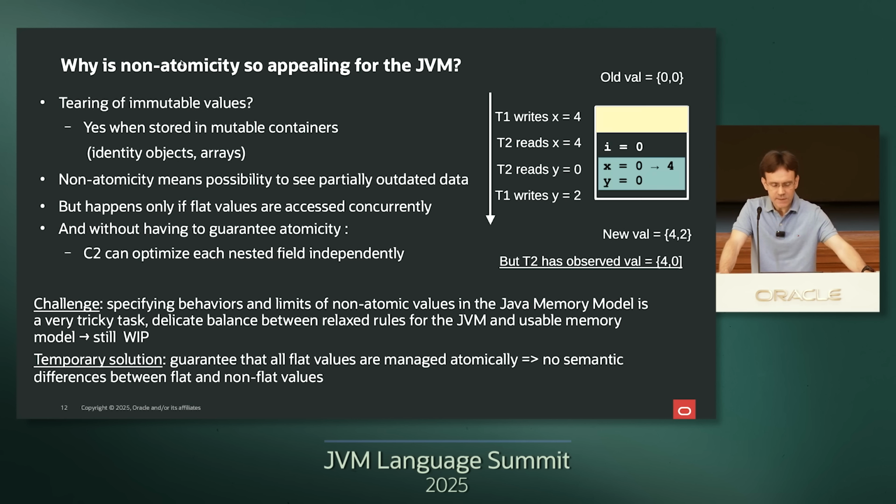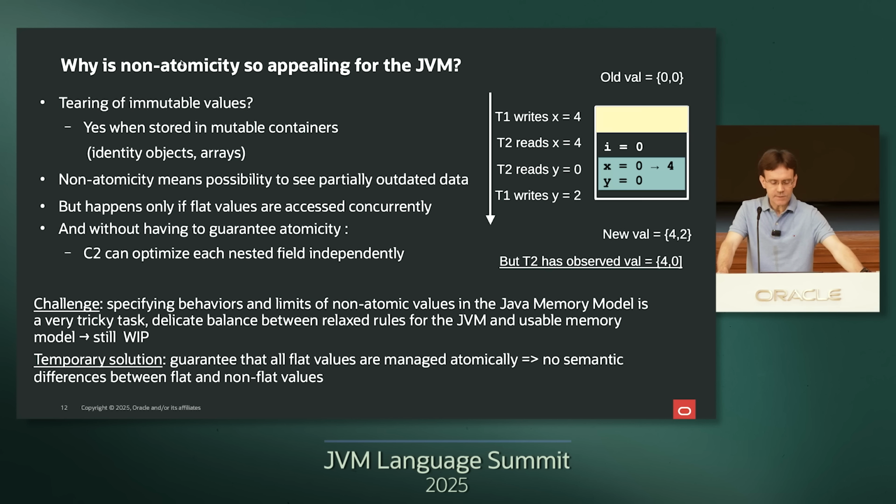Something important to notice is that this problem only happens when you have concurrent accesses. If your application is monothreaded, or if you have other mechanisms to prevent concurrent access, you will never see this kind of value tearing. However, without having to guarantee atomicity, C2 can perform much better optimization. It doesn't have to consider the flat value as a single entity, but it can decompose it and see x and y as two completely independent variables.